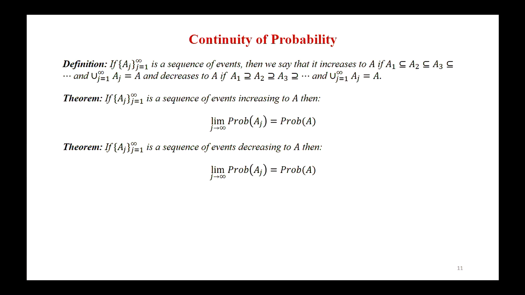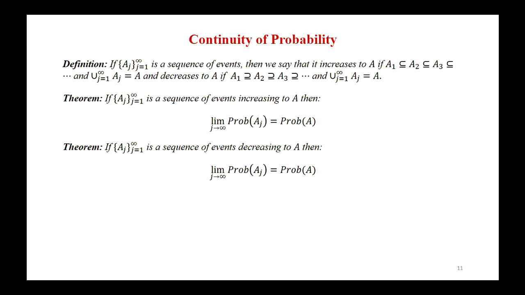And we say it decreases to A if we just swap the direction of these. So we say it decreases to A if A1 is a superset of A2, is a superset of A3, and so on, and the intersection of them all is A. Okay, so there's a definition. We have a sequence. That sequence can either increase or decrease to some event A. We'll use this in a minute, so you'll see how it works when we apply it.